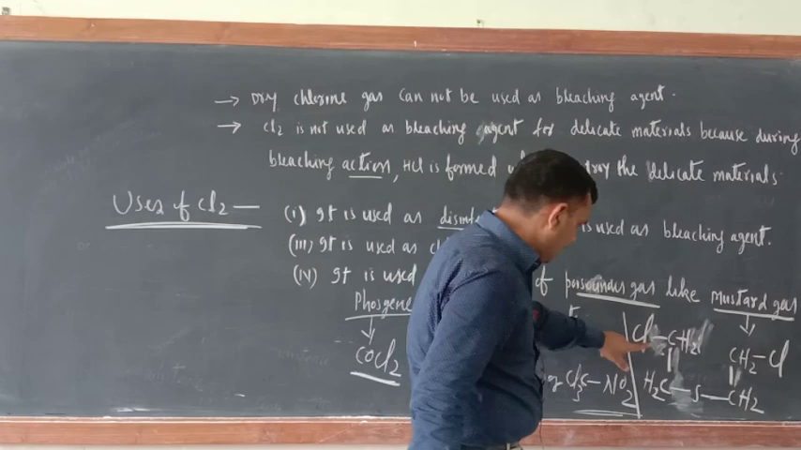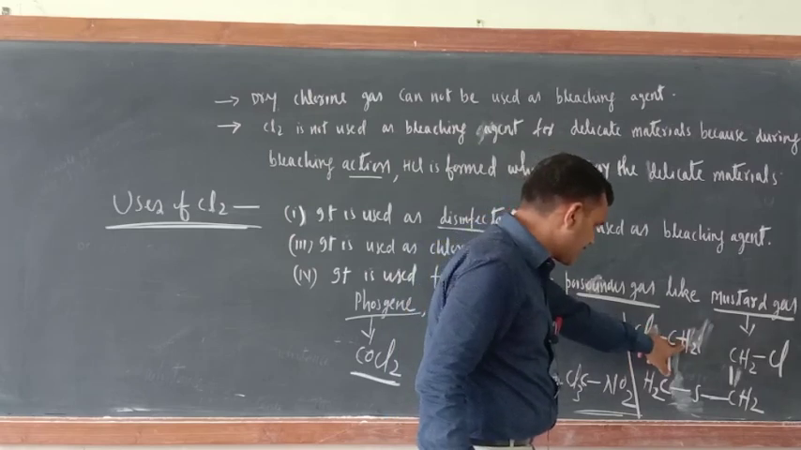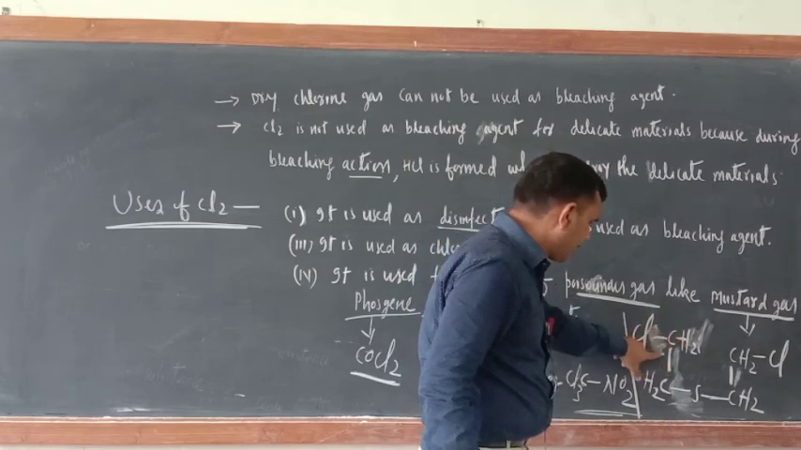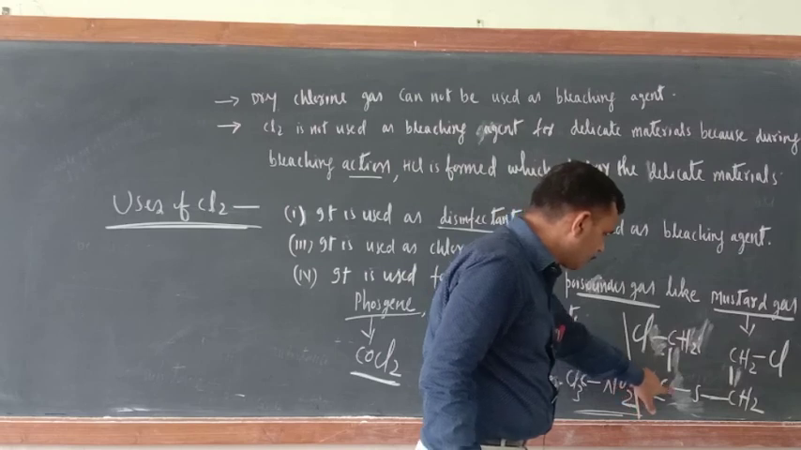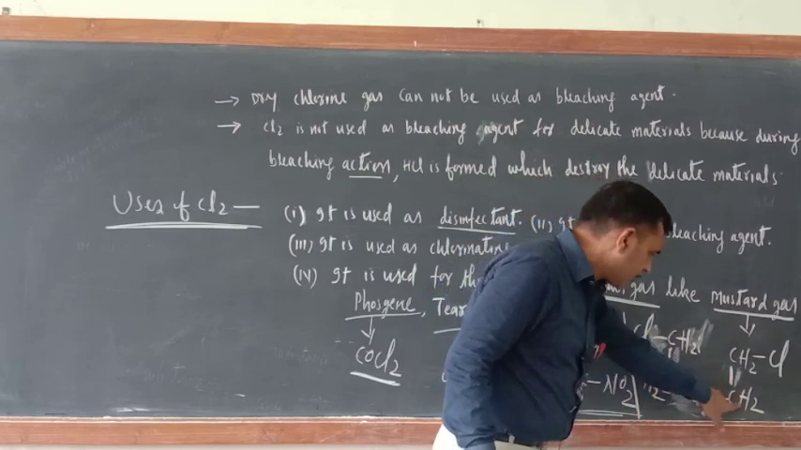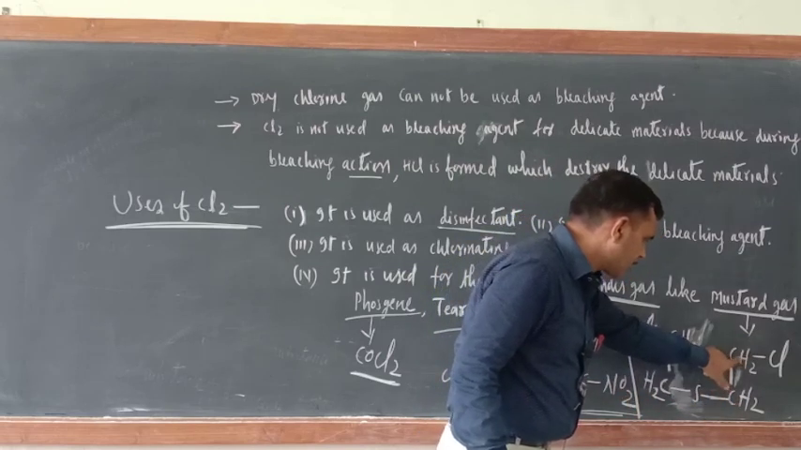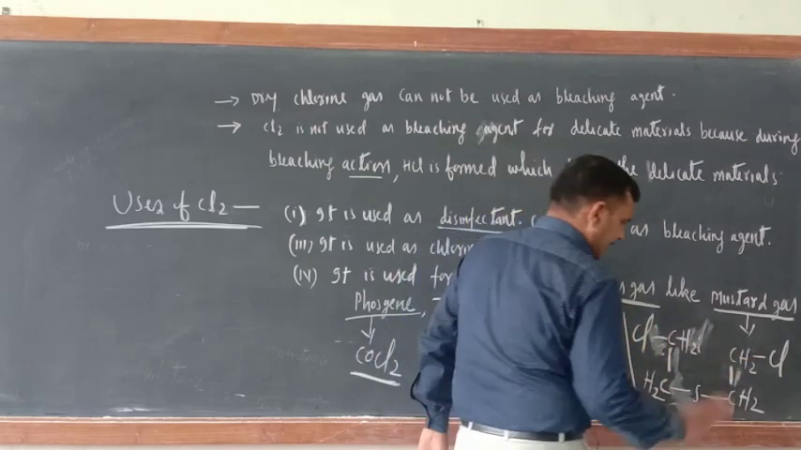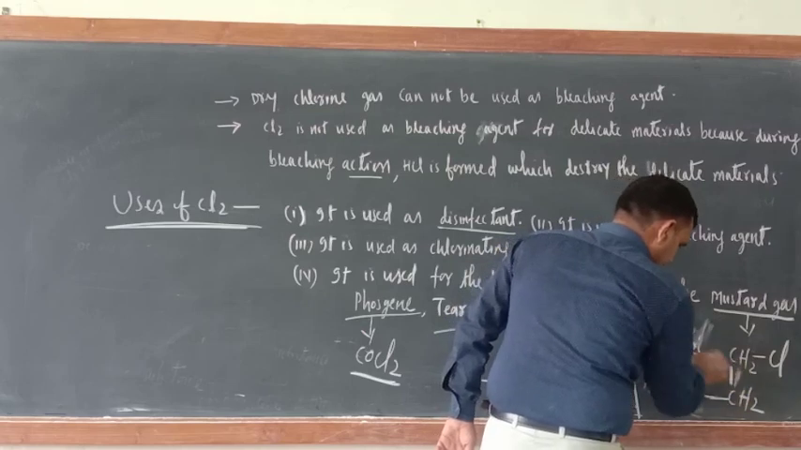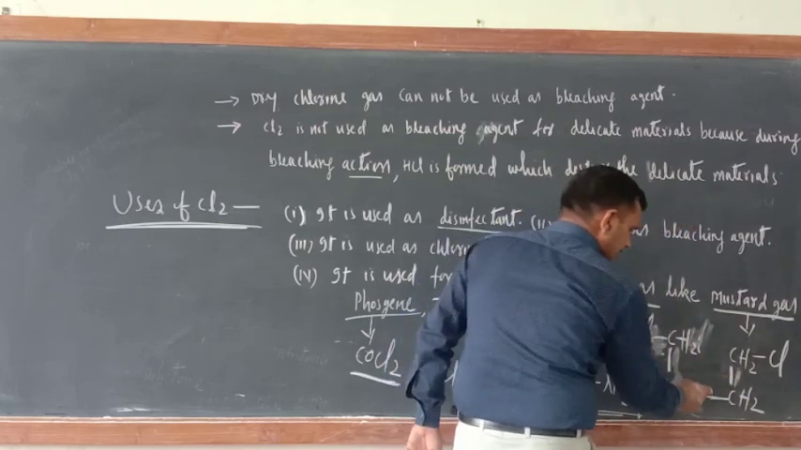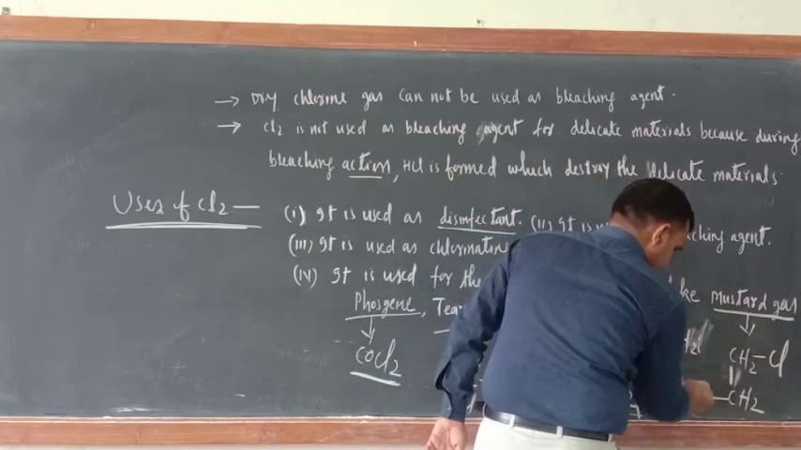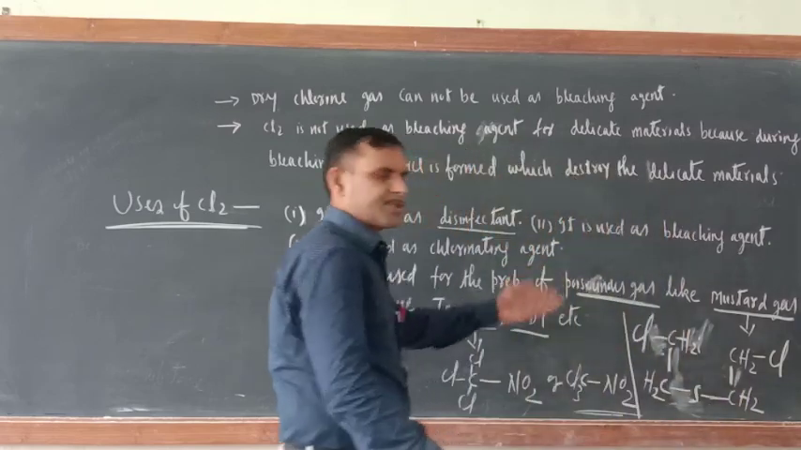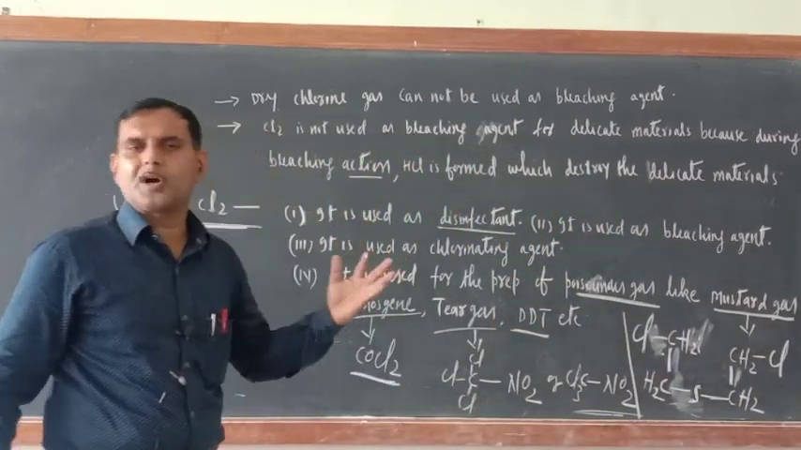Now check whether the valency of carbon is fulfilled. This is CH2: 2, 3, 4; here also 2, 3, 4; here also 2, 3, 4; here also 2, 3, 4. The valency is completely fulfilled. Correct or not? Now, in between two molecules of ethene, sulfur is there. This is sulfur. This is the mustard gas, and it is a very poisonous gas.